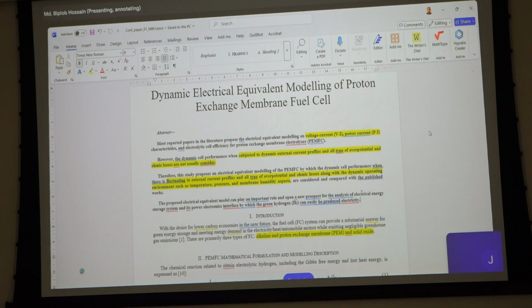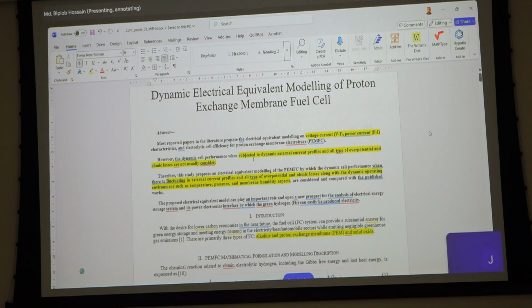So that is why PEM, proton exchange membrane, is very suitable especially for renewables, because for renewable based power generation systems, as we know, solar and wind, most of the times they are changing in nature because of their dependency on climatic change. So that is why today's demonstration focuses on the proton exchange membrane fuel cell.